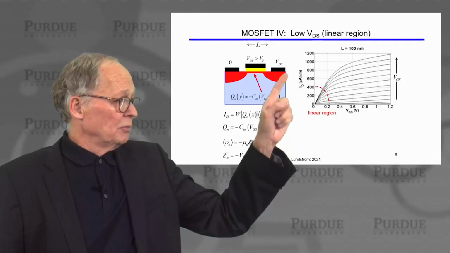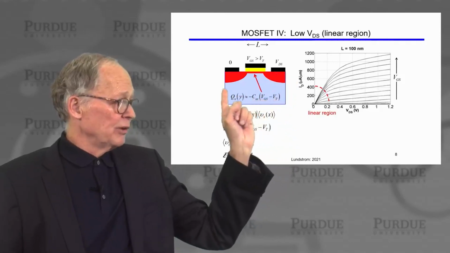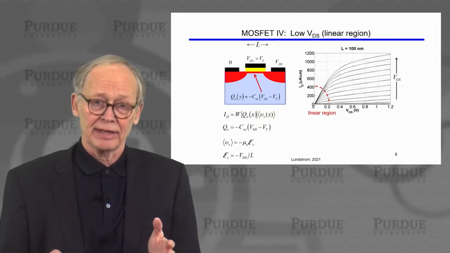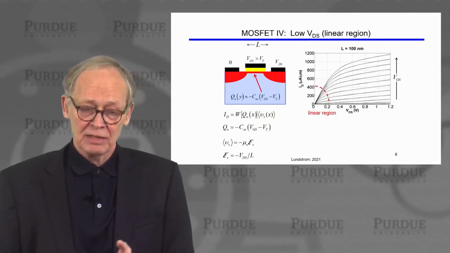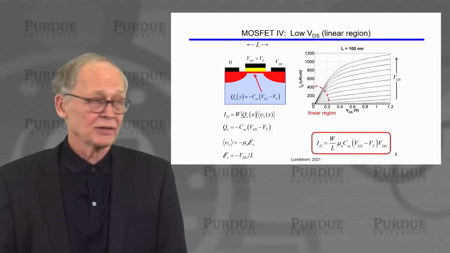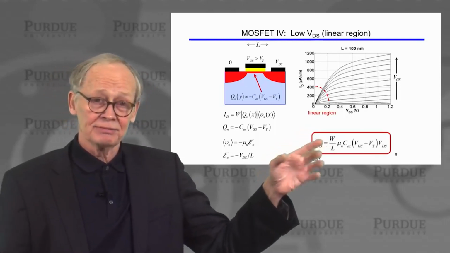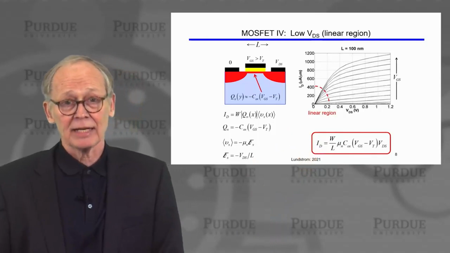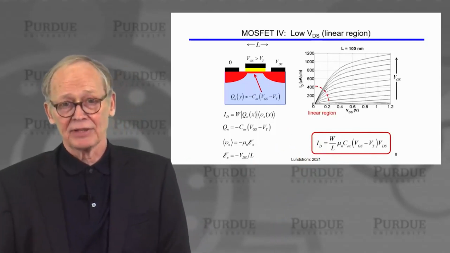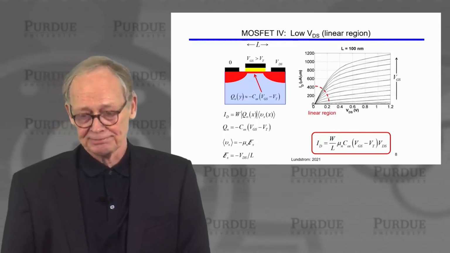We have a small voltage between the drain and the source. The distance is the channel length L, so the electric field is drain to source voltage divided by L. Put it all together, we get this very simple and really very accurate mathematical description of the IV characteristic in the linear regime.